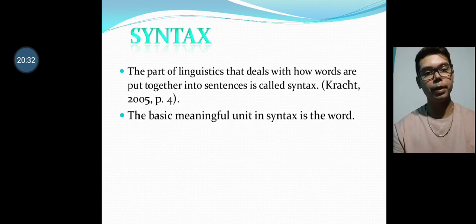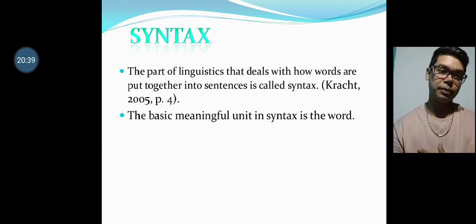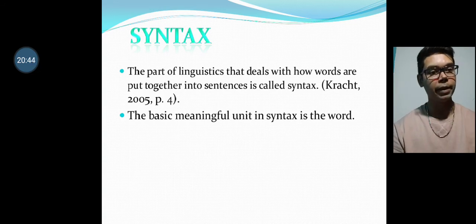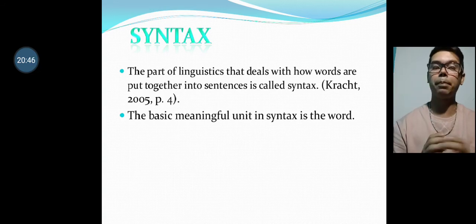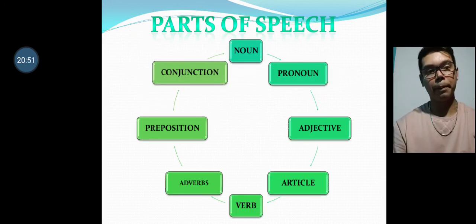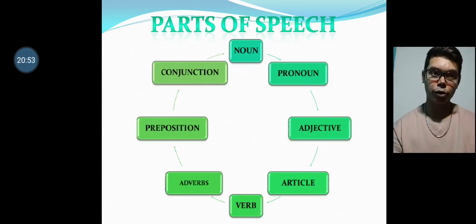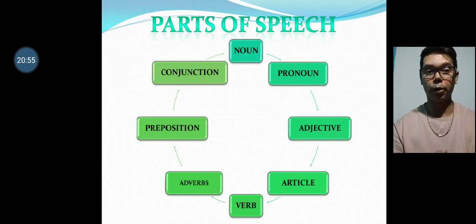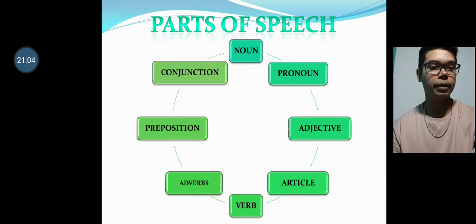So the basic meaningful unit in syntax is the word. En la morfología partíamos de que la unidad básica de composición de la palabra viene a ser la base o la raíz, y en la sintaxis vamos a decir que es la misma palabra la unidad básica de análisis. Tendremos entonces unas partes del discurso, parts of speech, that are the noun, the pronoun, the adjective, the article, the verb, the adverbs, the preposition, and the conjunctions. Okay, vamos a estudiar y analizar cada una de estas partes por separado.